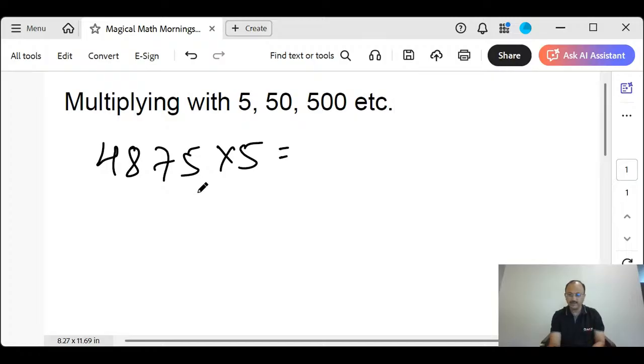Very good. One small mistake. It's not 85, it is 75. Yes, correct. 24375 is the perfect answer. See, we are just writing the half of this.